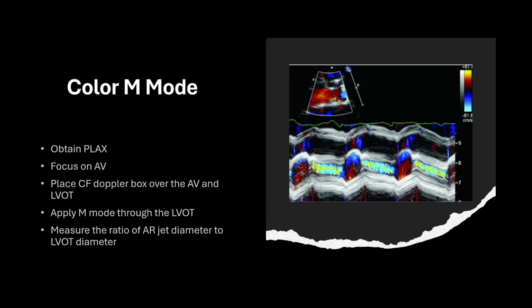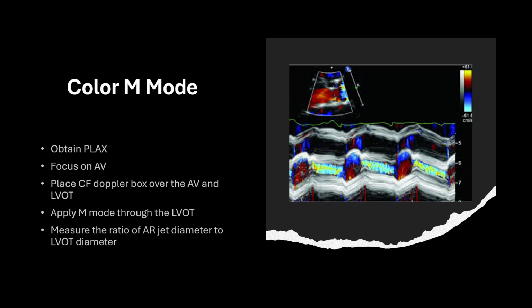Next, we discuss color M mode, or a combination of color flow Doppler and motion mode. This is quite often used in assessing aortic regurgitation. In order to utilize this method for aortic regurgitation, you want to obtain a parasternal long axis view, focus on the aortic valve, place the color flow Doppler box over the aortic valve and LVOT, and apply the M mode through the LVOT with the use of color. And you want to measure the ratio of the aortic regurgitant jet diameter to LVOT diameter, as shown on this image on the top right.